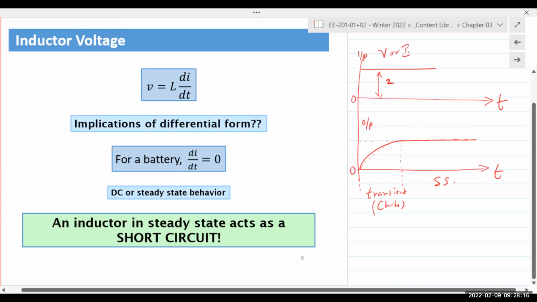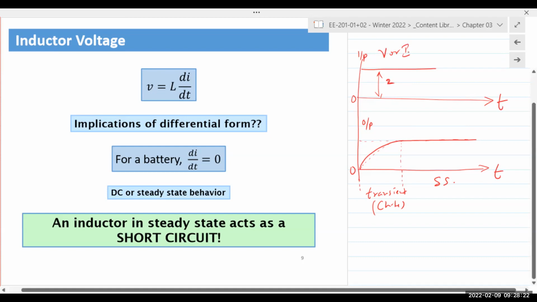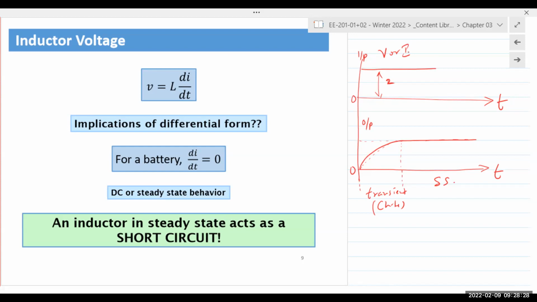But again, as I was saying, transient portion is where it is changing with respect to time. After it reaches full charge, the value remains steady with respect to time. The value at any given point in time is always the same. And here, it's still a function of time. That's what we'll study in chapter 4.